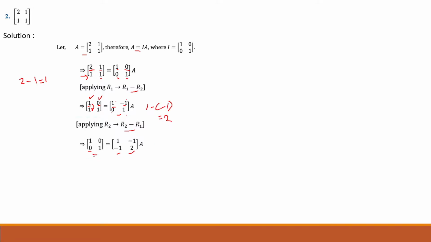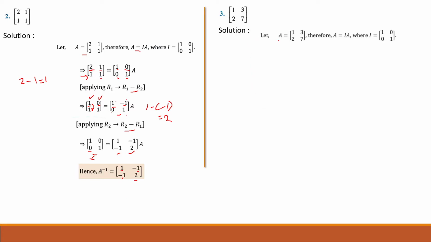तो identity matrix में ये transform हो गया है. So our A inverse is 1 minus 1 minus 1 and 2. You can pause this video to note this down. Moving for the third problem, let us take this matrix as A and write in this format.